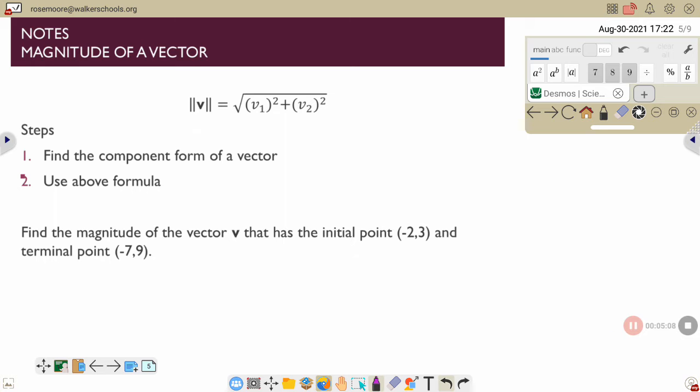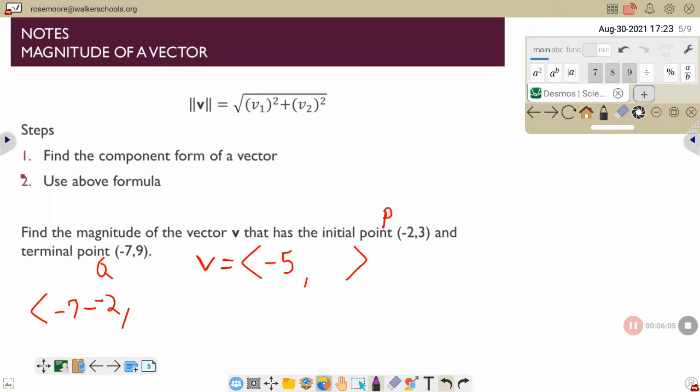So our example is find the magnitude of vector v that has initial point (-2, 3) and terminal point (-7, 9). Since they're giving me point P and point Q, I need to find v first. So I will take -7, sorry, terminal point first, minus -2. So it's always terminal minus the other, so -7 minus -2 is -5.